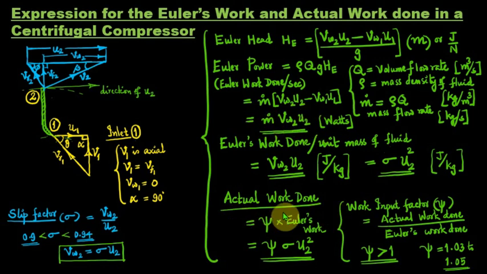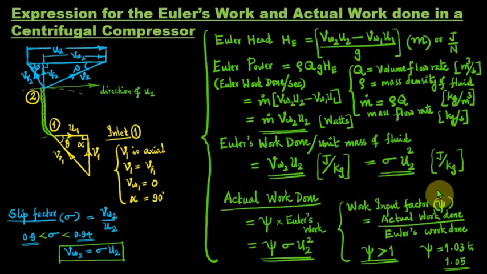So the final expression. Before we conclude this session, we will write an expression for actual work done. Actual work done is obtained by considering another important criterion. Due to the frictional losses involved in the compressor, the impeller has to do more work. So the actual work done should be more than sigma U2 square. Actual work done is obtained from Euler's work done by multiplying by a factor, called work input factor or power input factor or work done factor.